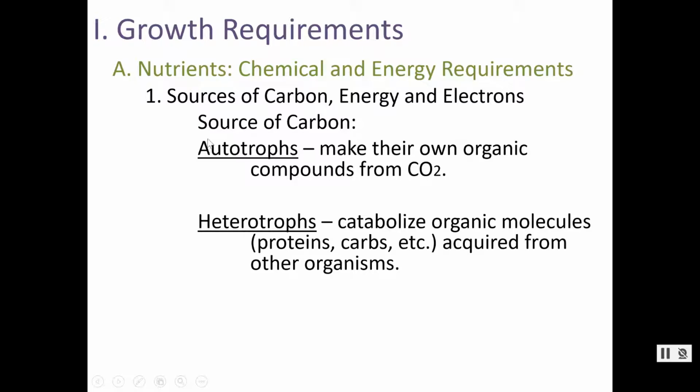There are other organisms that are classified as autotrophs. They can make their own carbon molecules. They can make their own glucose from CO2. We can't do that. We do not have the enzymes required to do that. These are classified as autotrophs. What's an example of an autotroph? Plants. So plants are in this category.